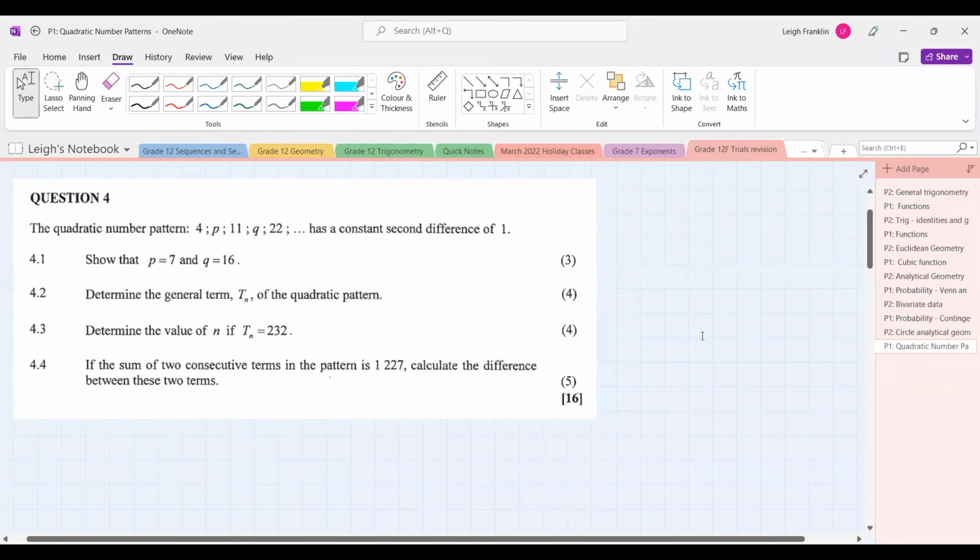Okay, so here we've been given a quadratic number pattern. Here, the second term and the fourth term have not been given. In place of them, they've just given us variables. So they've told us there's a quadratic number pattern that goes 4, P, 11, Q, 22, and that it has a constant second difference of 1.